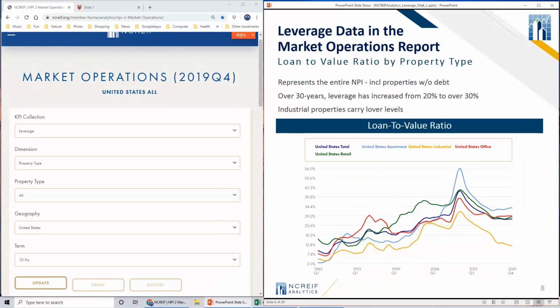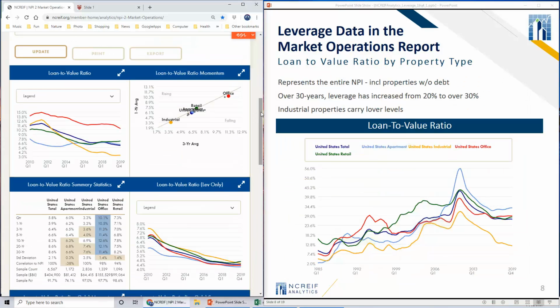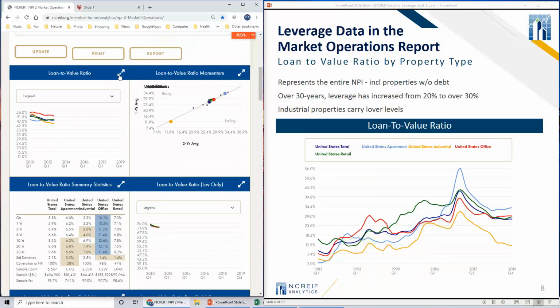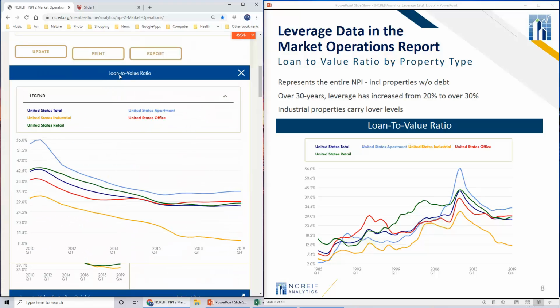The first chart in the report shows the loan-to-value ratio by property type. This represents the entire NPI, including properties with and without debt. Over this 30-year history, leverage has generally increased from around 20% in the 90s to 40% at the height of the financial crisis. LTVs have since stabilized to about 30%, with noticeably lower debt levels on industrial properties.